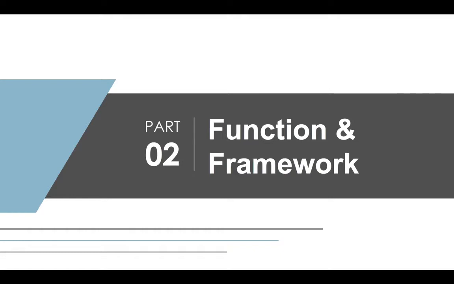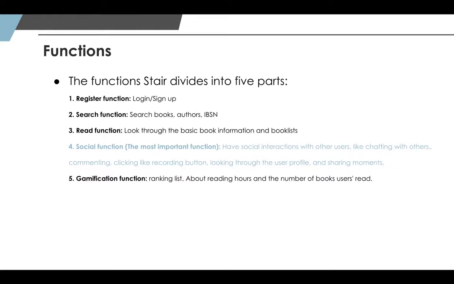Second part was the function and framework. When I designed the social software, I divided the functions into five parts. First was the register function: you could log in and sign up by the Pitt email address. Second part was the search function. You can search the books or the authors, whatever you want. The third part was the read function. You could look through the basic book information and the recommended book list on the home page.